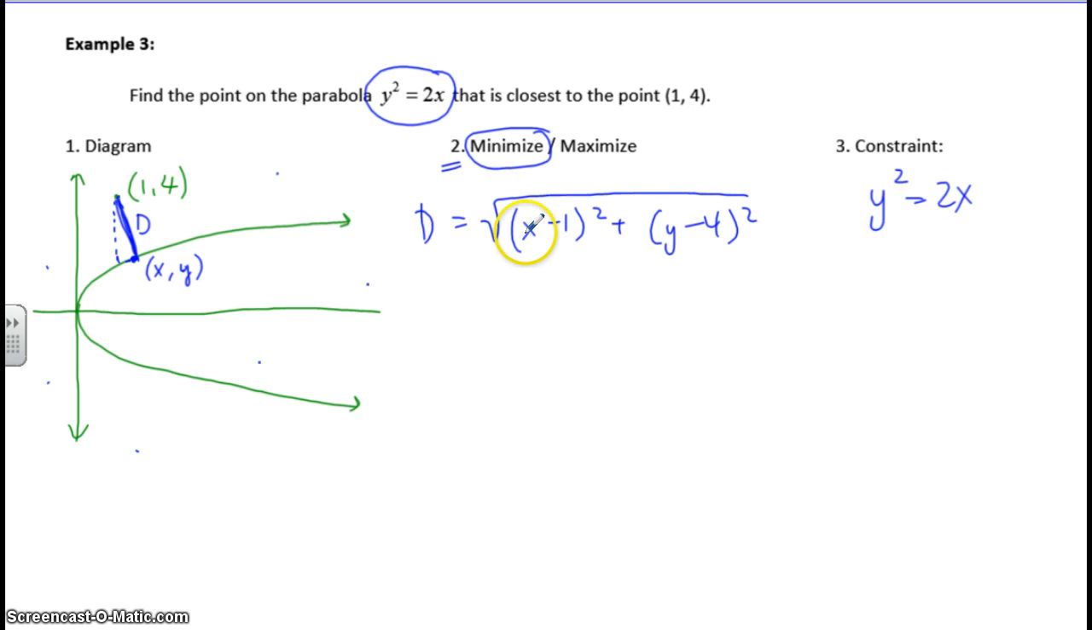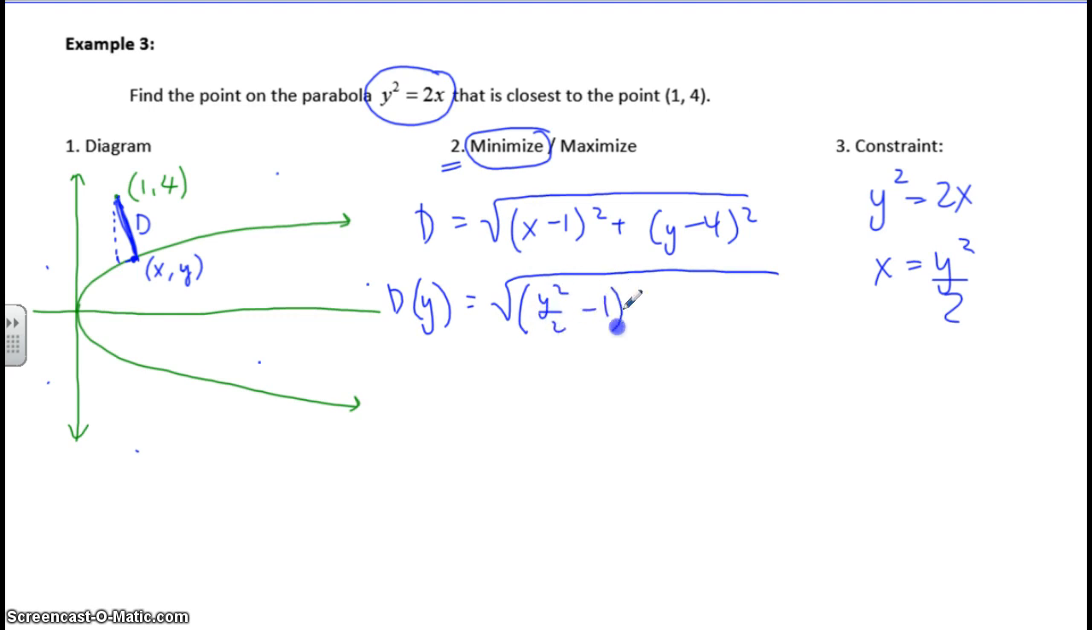Now I want to write this formula again. Step 4 says to write the formula, what it is that you're trying to optimize. We're writing it in terms of one variable. The easiest one to solve for is x, so x will be y squared over 2. So d in terms of y, because I'll be replacing the x, is (y squared over 2 minus 1) squared plus (y minus 4), the whole thing squared. It looks pretty crazy, but in trying to optimize, so this would be step 4. So 1, 2, 3, this is step 4. Step 5 is to actually now optimize.